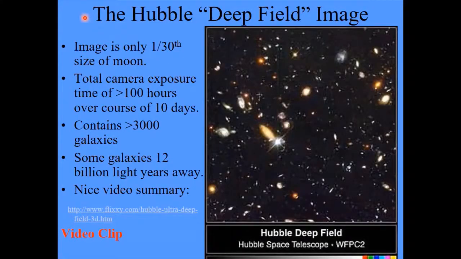One of the many pictures that the Hubble has taken was called the Hubble Deep Field Image. Let's go ahead and watch a video clip that will explain and show some of the results of this amazing Hubble Space Telescope image.